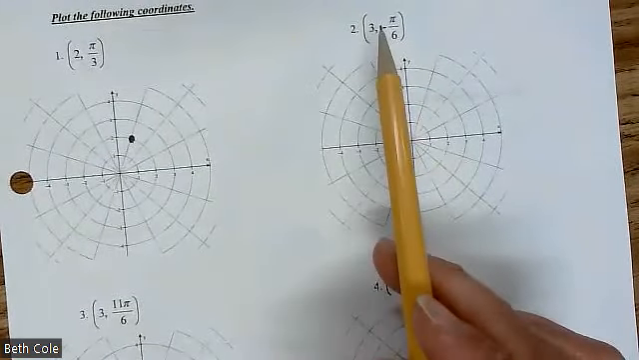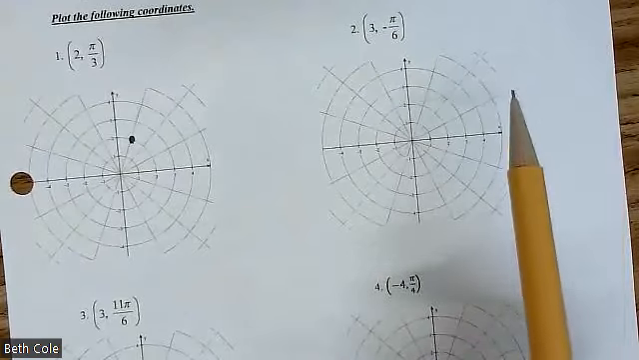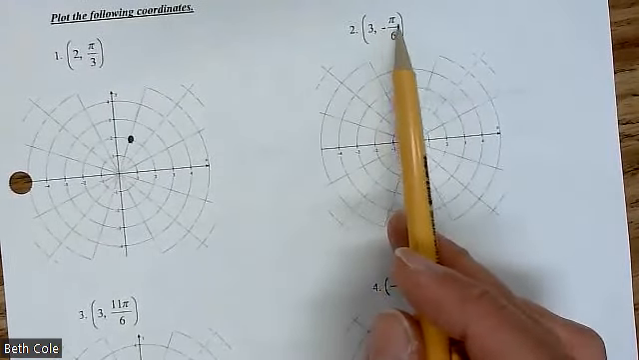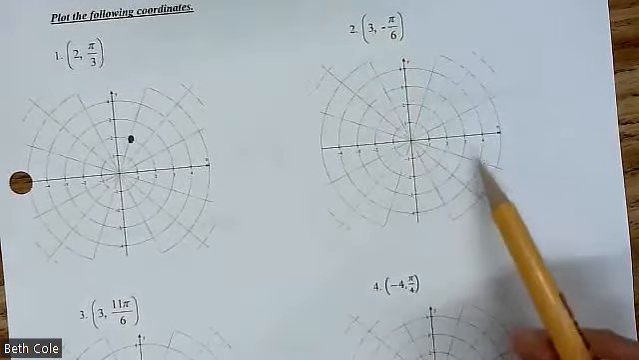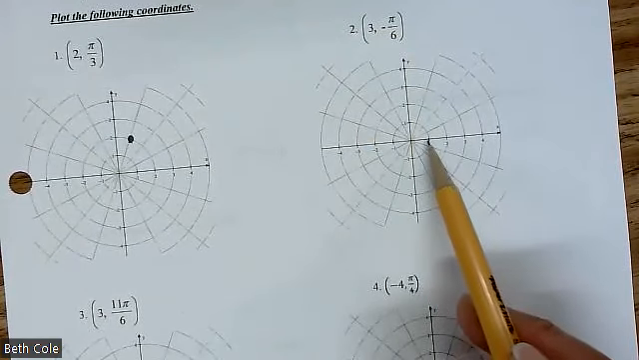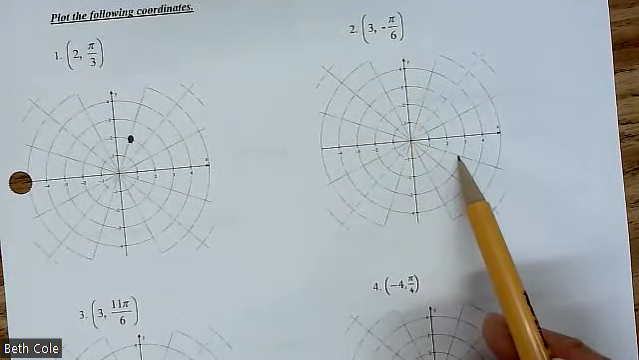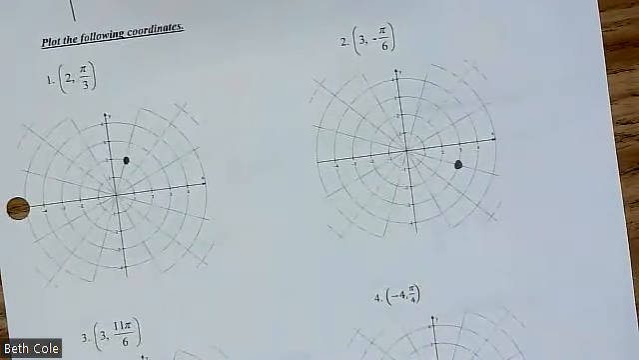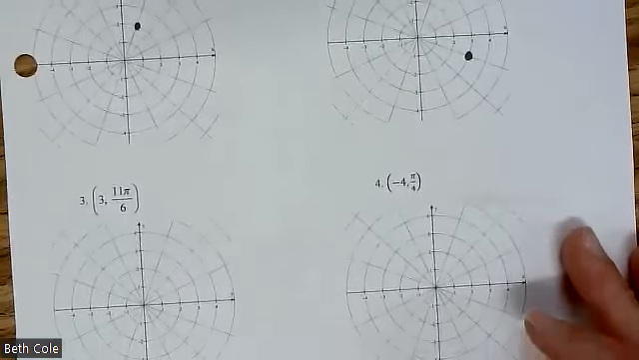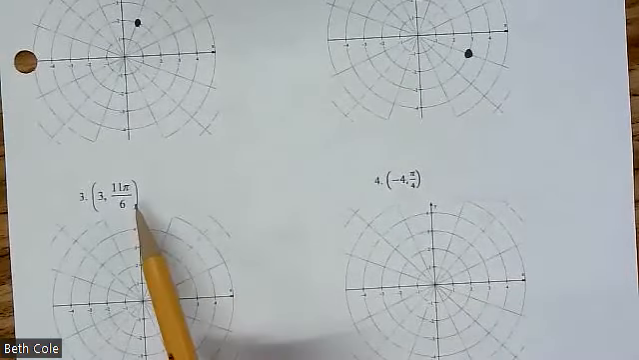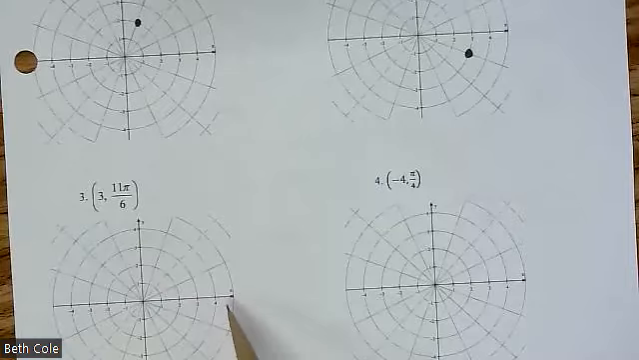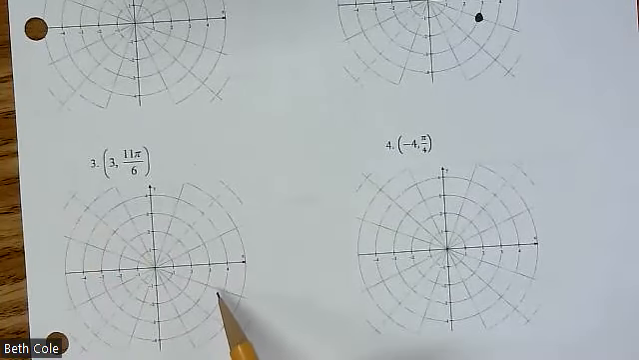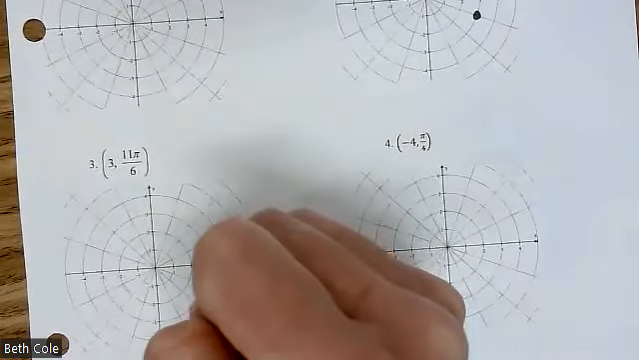So for this one, you would rotate backwards pi over 6. So what quadrant does that put you in? The fourth, it would be this little piece of the spider web here. And you're going to go 3 units out from the pole. So that would be right there. So then look at number 3. If you rotate 11 pi over 6, that's practically the whole way around. And then if you go 3 units away from the pole, it's going to be right here.